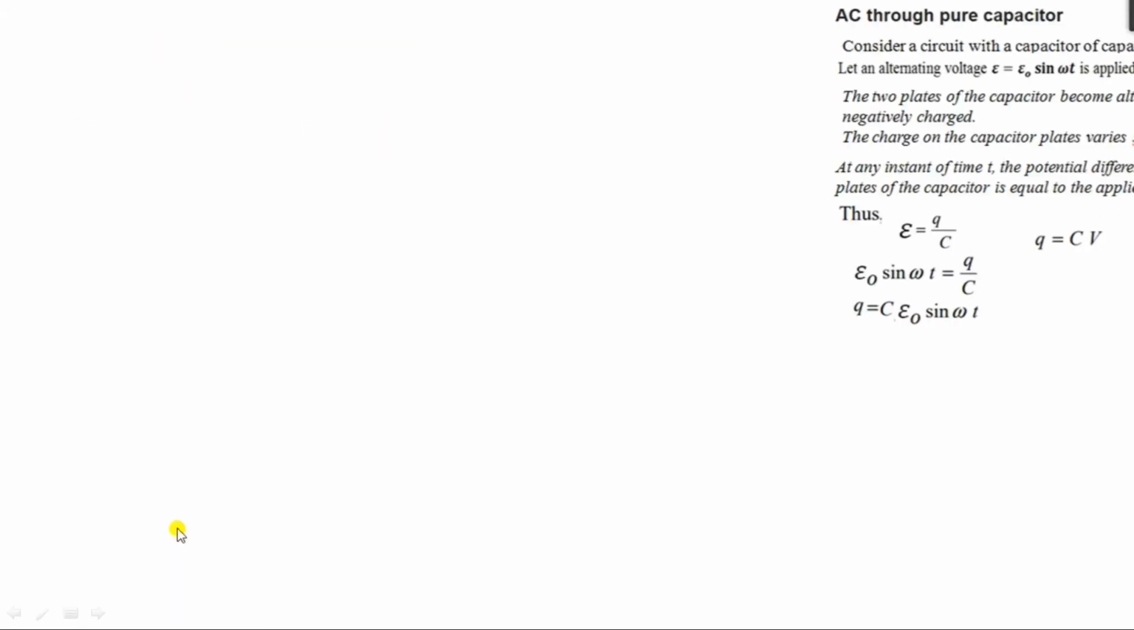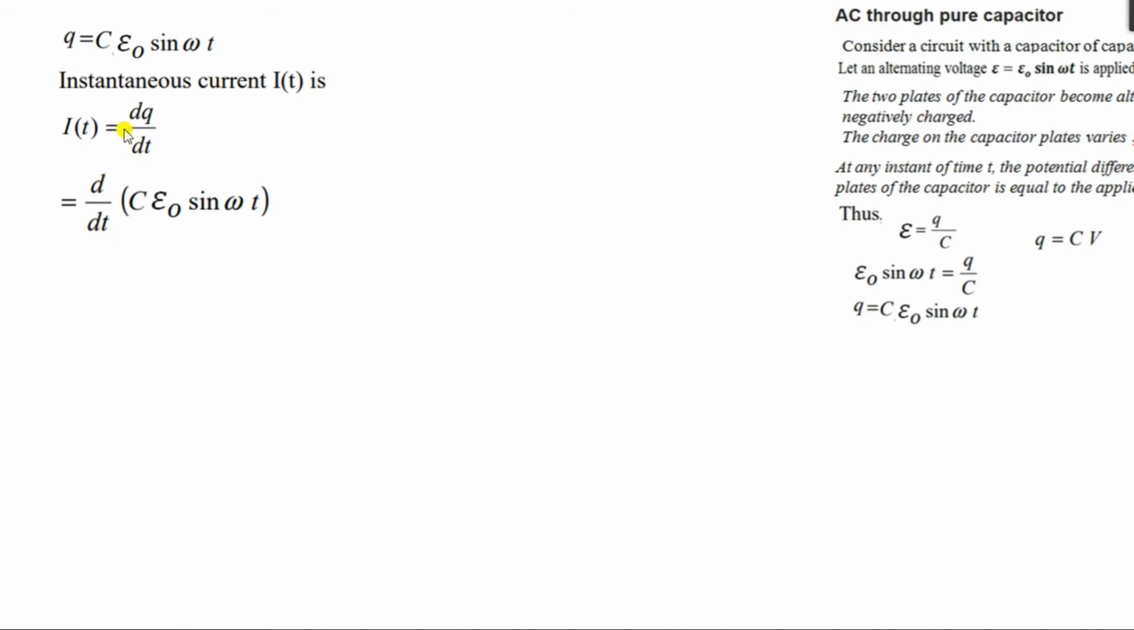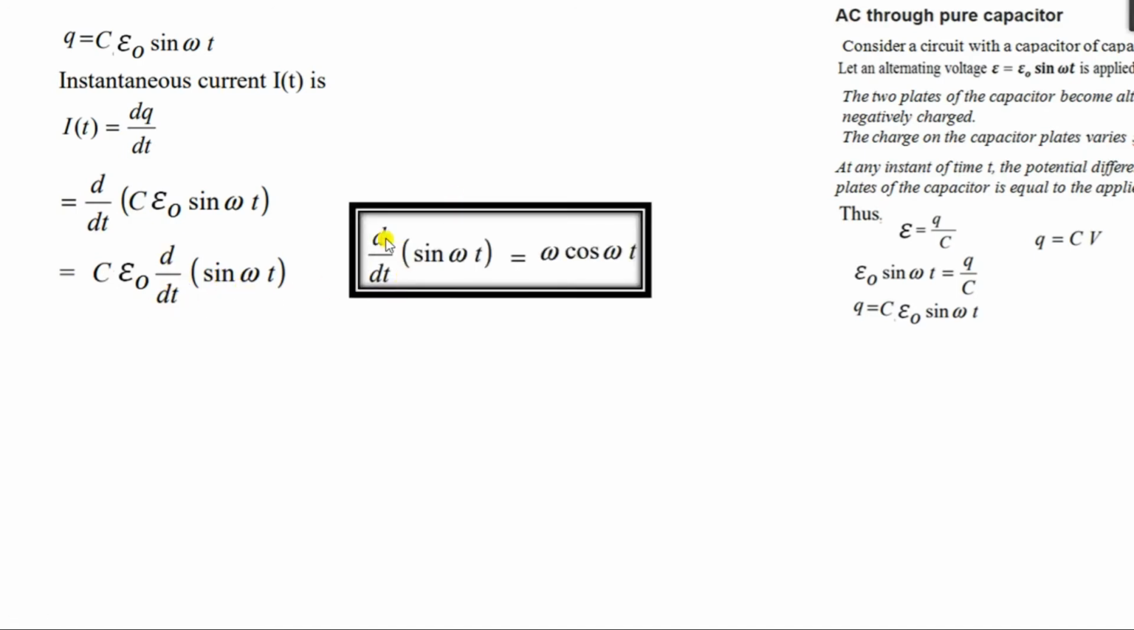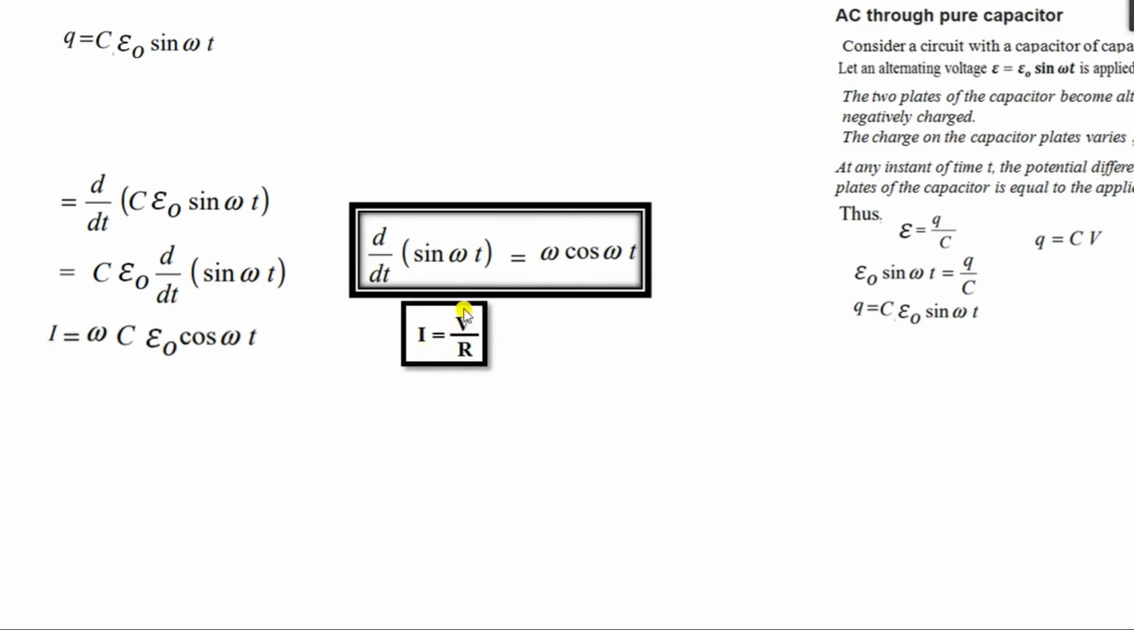Now Q will be given by Q = C E0 sin ωt. We know current is the rate of flow of charge with time, dq/dt. If you put the value of Q, you will get d/dt of C E0 sin ωt. Now C and E0 will come out and you are left with d/dt of sin ωt. Differentiation of sine is cos, but ω will also come out, so we can write ωC E0 cos ωt.